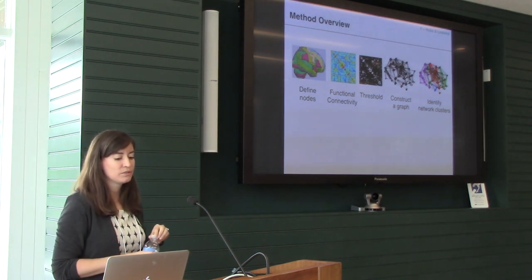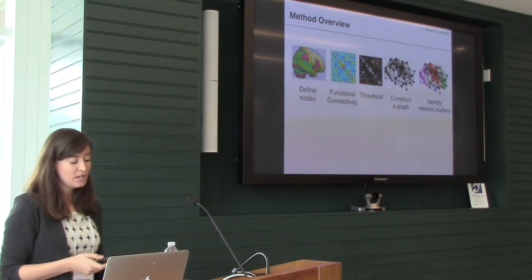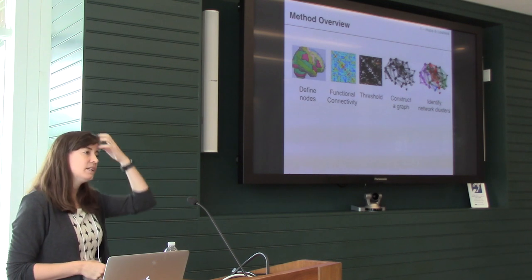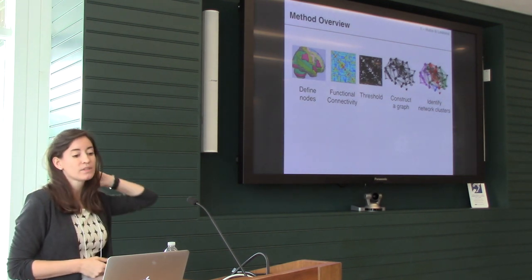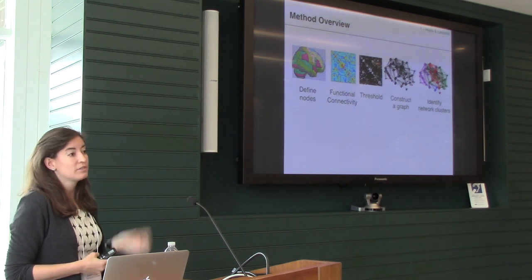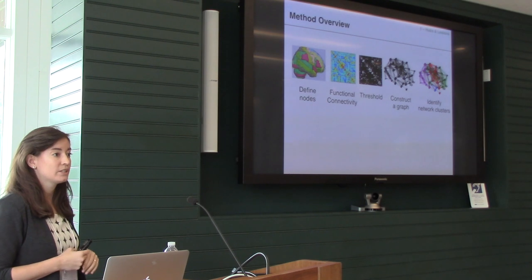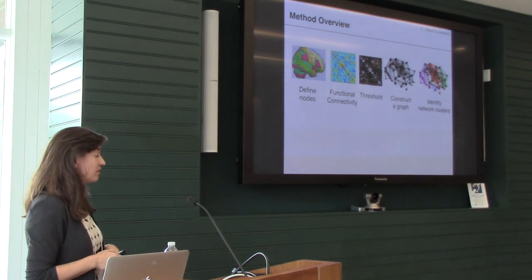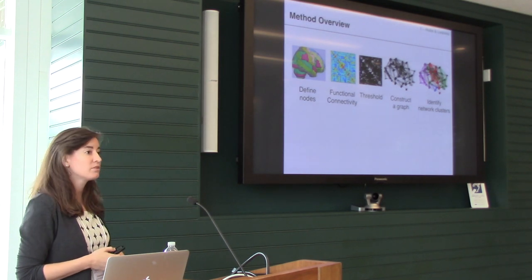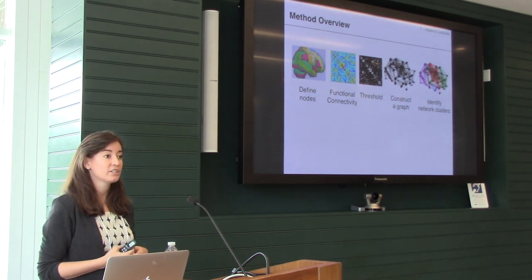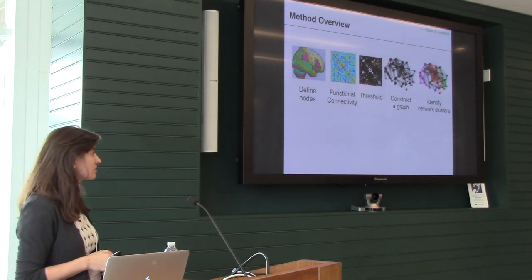So I'm just going to really briefly overview the methods here. The basic approach to doing this is that we define nodes in the brain. In this case, for the study, we used 90 regions from the AAL Atlas. And then we measured the functional connectivity between each of the regions. Here again, by functional connectivity, I just mean we took time series correlations between the regions at rest. We took this correlation matrix and then thresholded it to have a set proportion of edges that passed that threshold, and we did use a number of different thresholds to test our results.